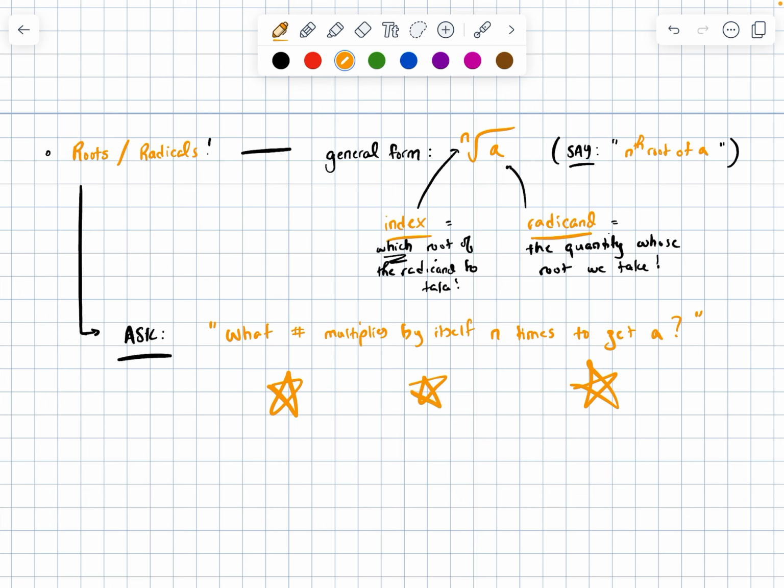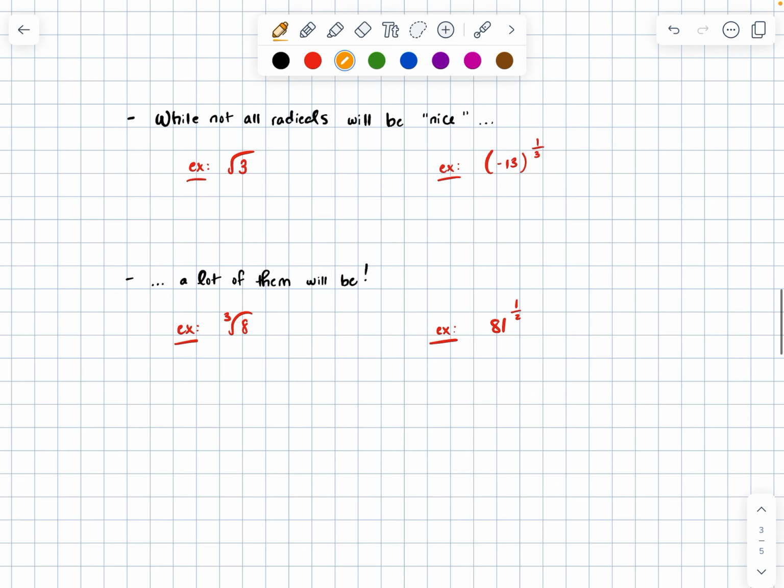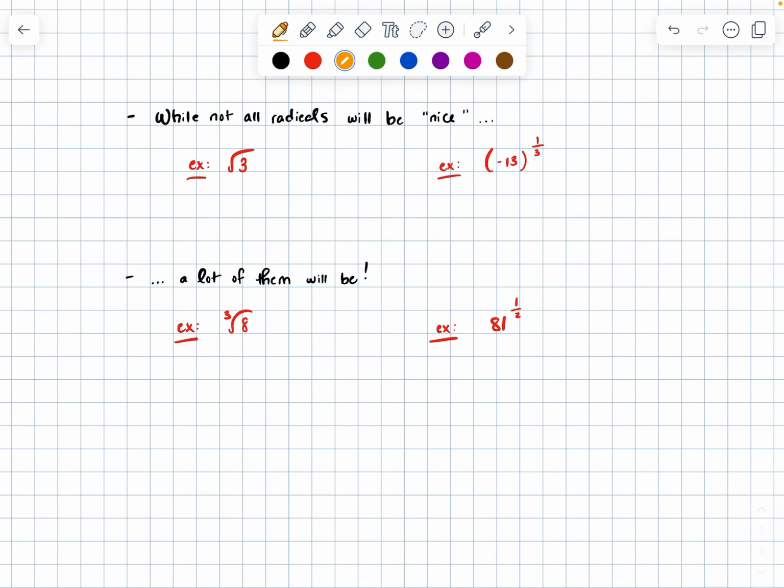It makes the process of simplifying radicals, at least for me, move way easier. Now that we know what we want to do, we're asking a question every time we're simplifying. Sometimes those questions won't always have nice answers. The square root of 3, there's no nice number that multiplies by itself to get 3. So this question doesn't have a particularly nice answer.